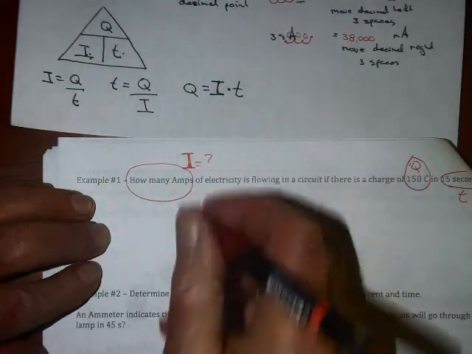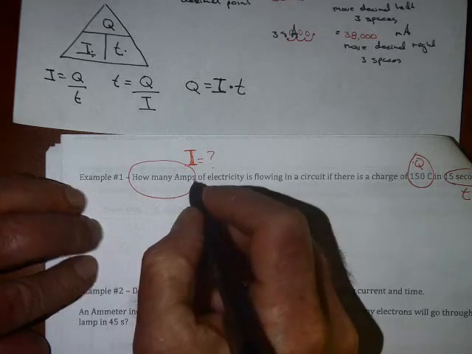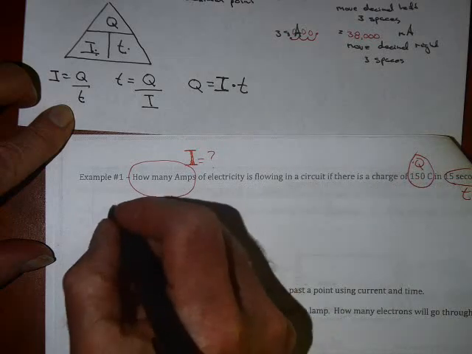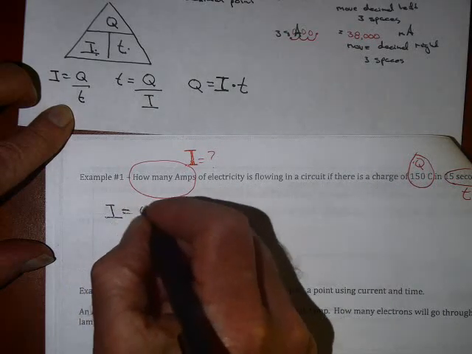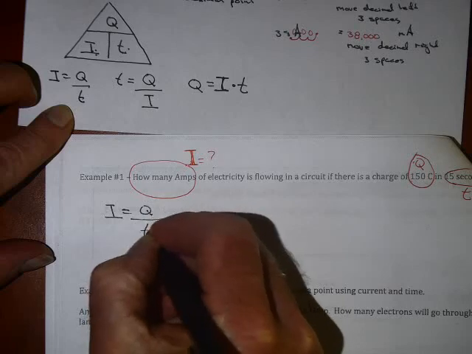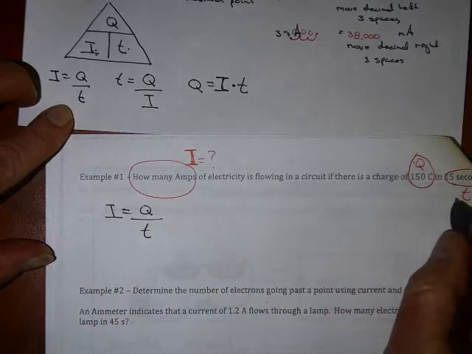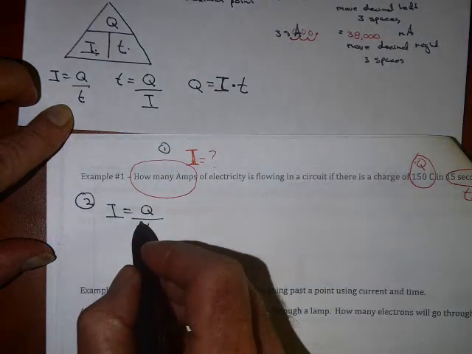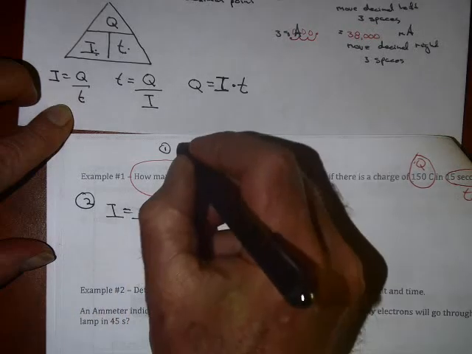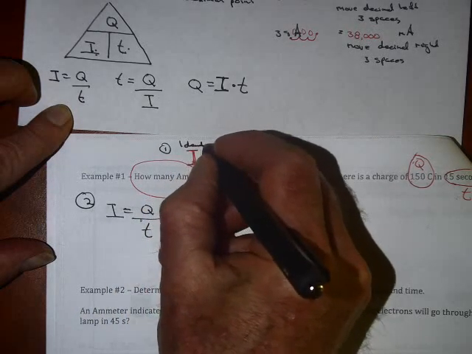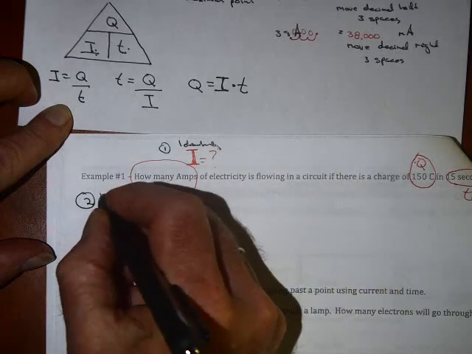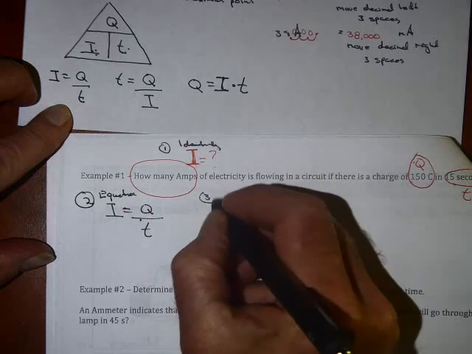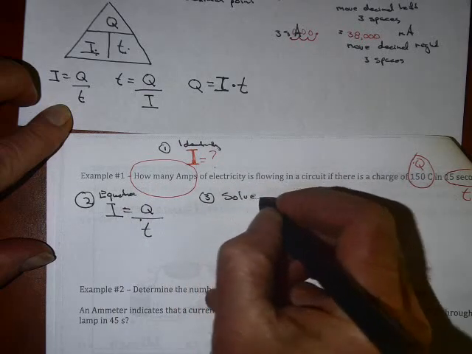So in this case, to solve, you say I'm going to use this one here because I've got Q and T. So I is equal to Q divided by T. So this is step one, identify. Second step is to write down the equation. Third step is solve. You always do it in that order.